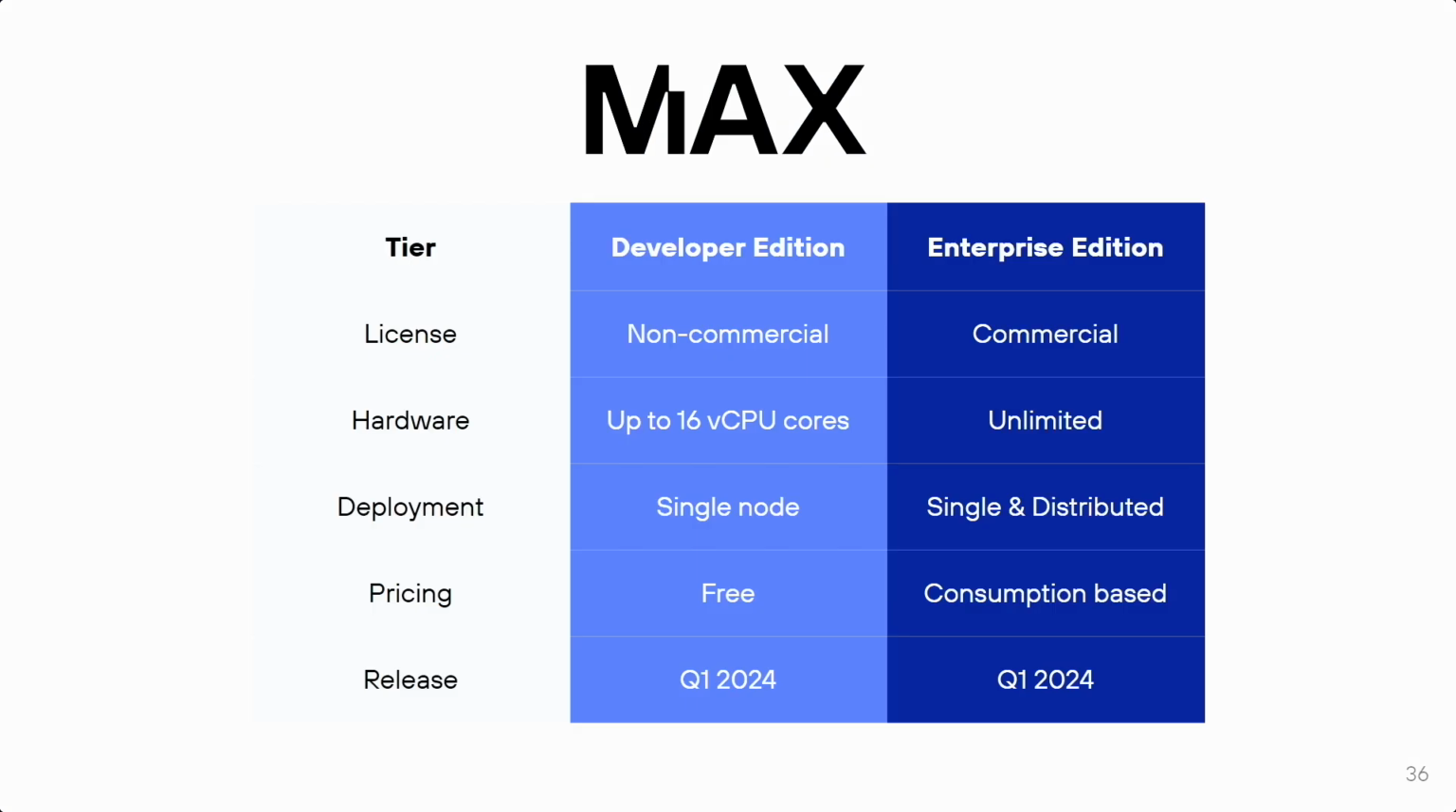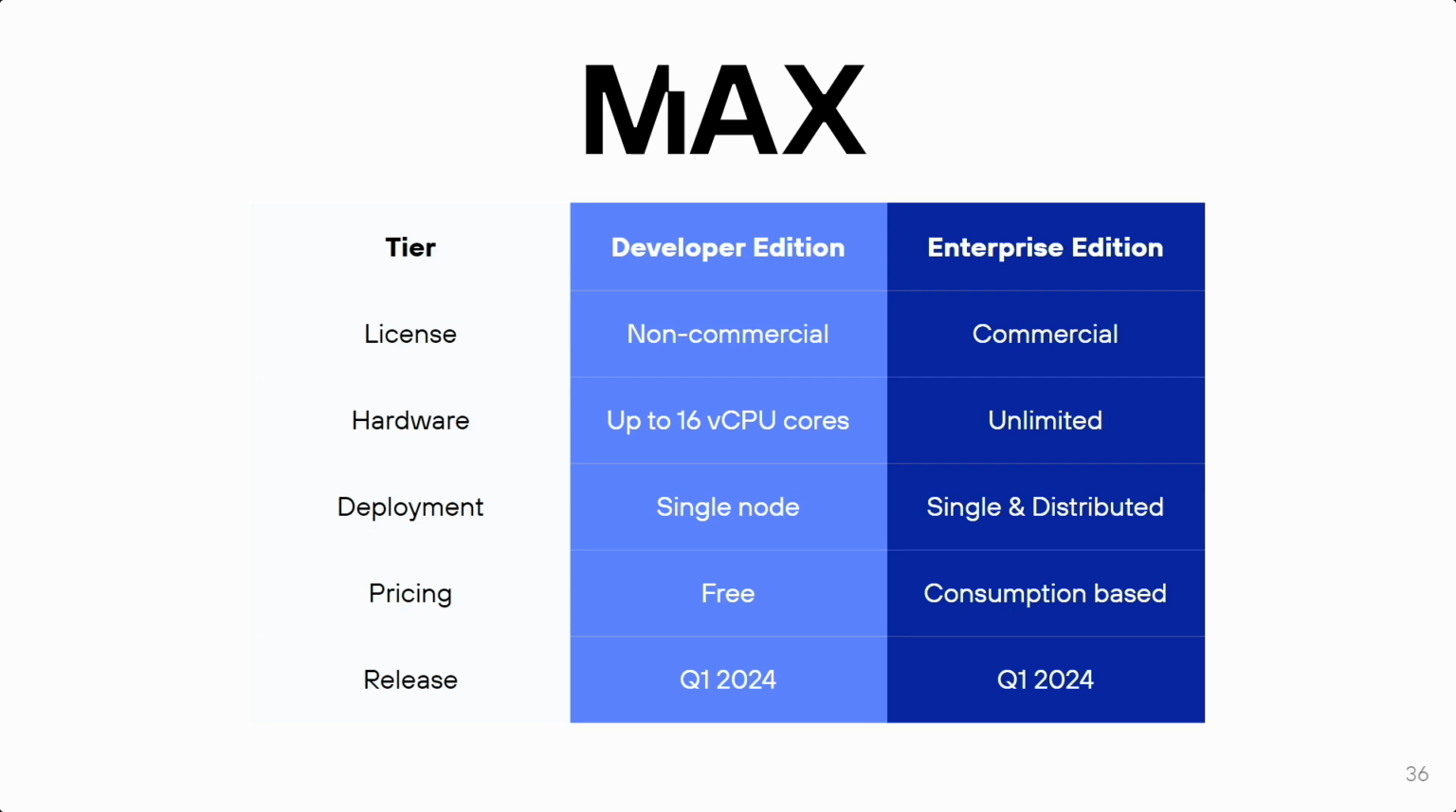And we're excited to bring all of this to you very soon. The developer edition will ship with the non-commercial license and will allow you to deploy on up to 16 vCPU cores for single node inference. It will be available for free starting in Q1 2024.